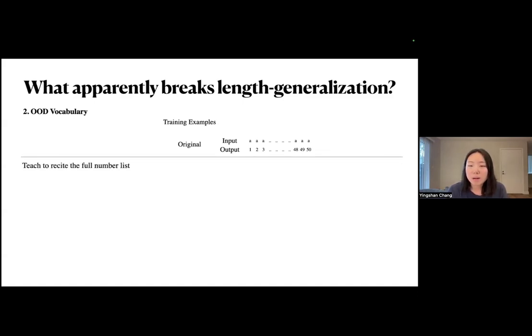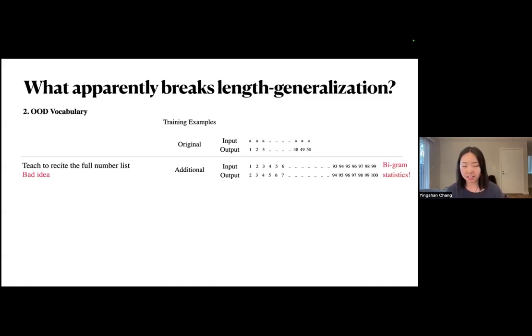So probably the first thing on the top of your head is we could teach the model to recite the full number list. This is to say we can add additional training examples where the model literally outputs the next integer to the previous integer. This similarly works because it would let the model generate every token in the vocabulary during training. But essentially, this is simply flooding the training with lots of bigram statistics. And it is a very bad idea. And our experiments have confirmed that this doesn't work at all.